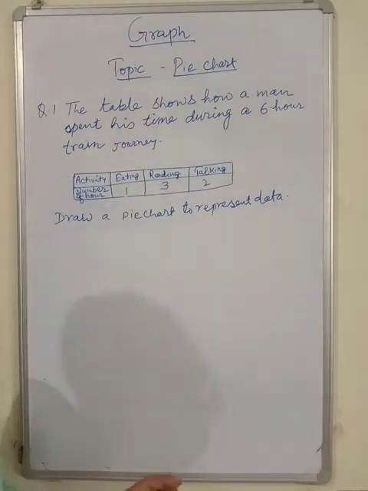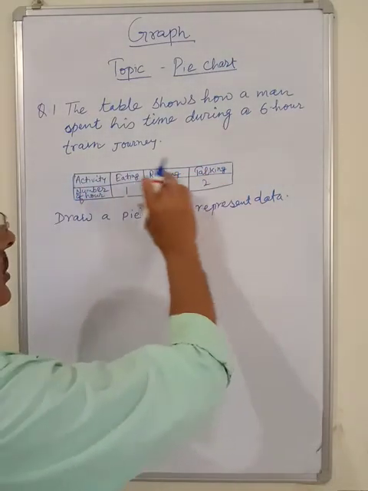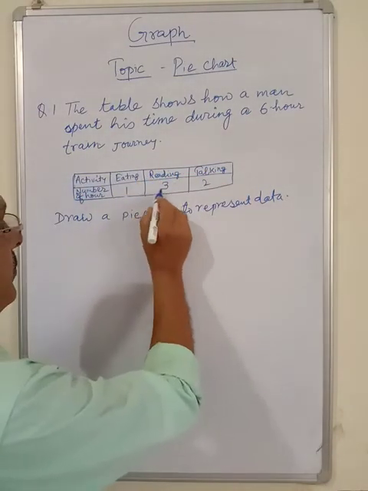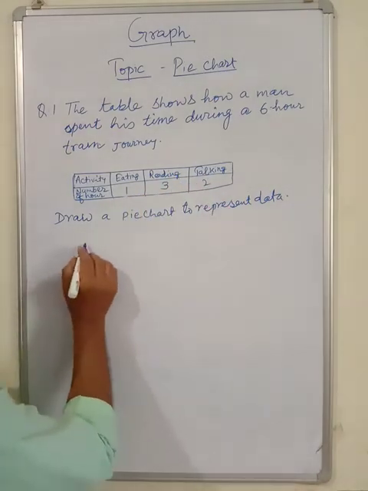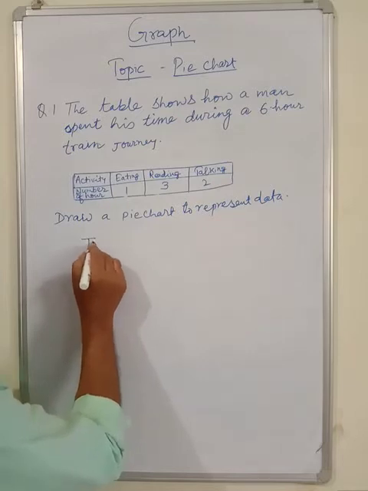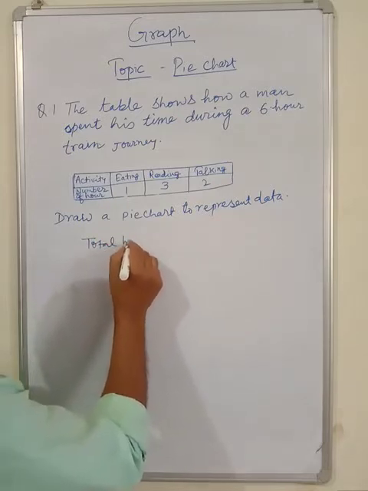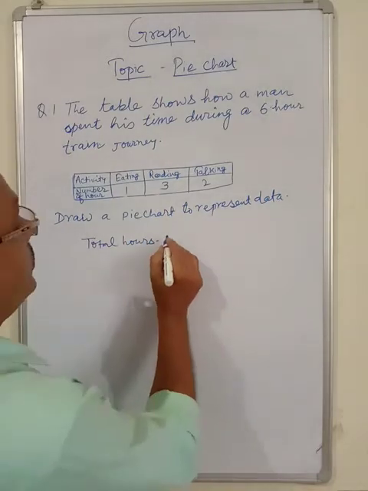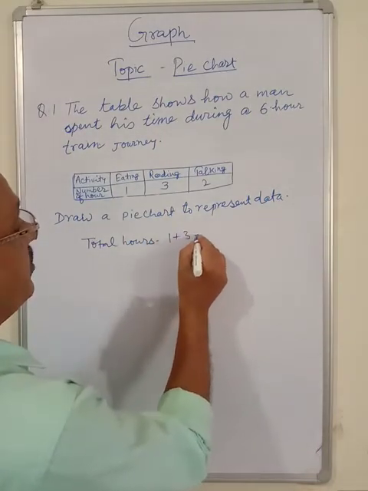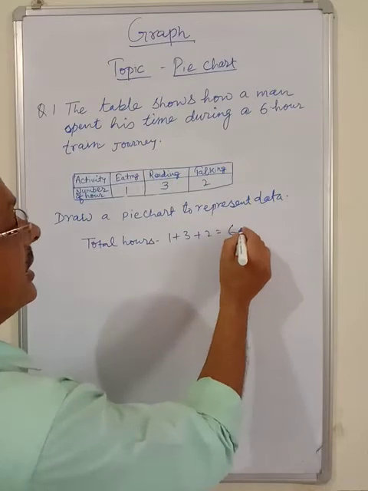First of all, what to do? You have to find the total of the numbers. What is the total number of hours? The man spent 1 plus 3 plus 2. This is 6 hours.